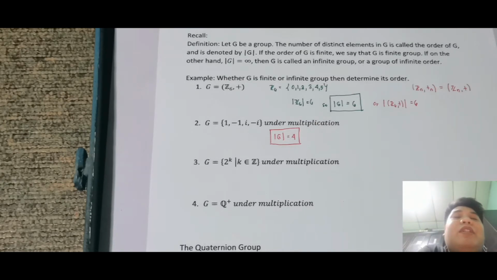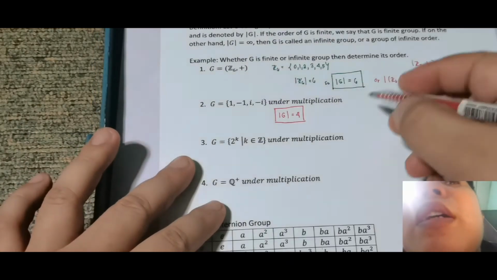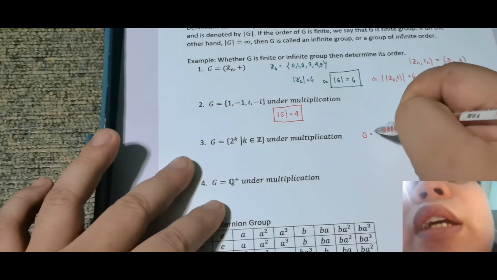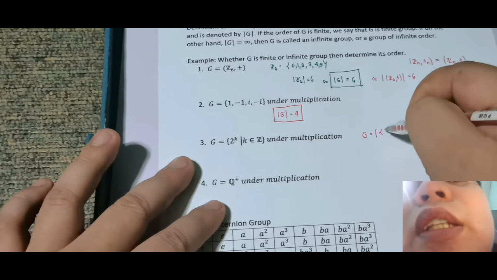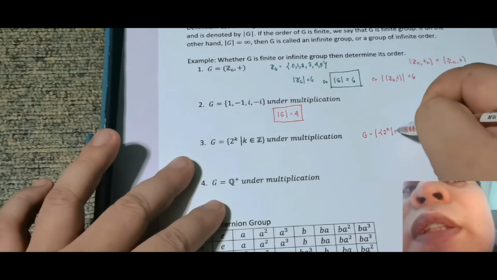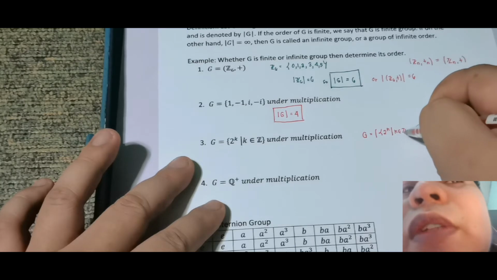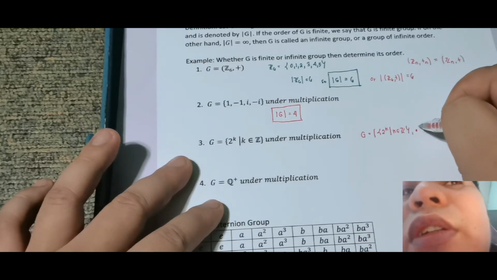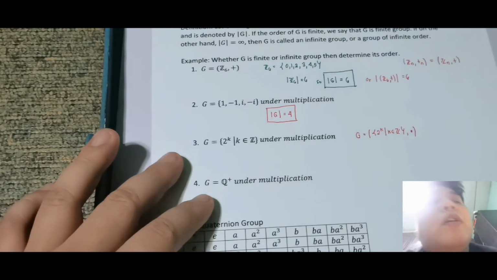So let G be the set containing 2 raised to k such that k is an element of Z under multiplication. So again, enumerate ko lang yung group na to ha. Yung G na to, yung group na to, i-rewrite ko lang. I mean, this is the set containing 2 raised to k such that k is an element of integers. So ito yung mga set niya. Yung kanyang multiplication is ordinary multiplication or under multiplication.